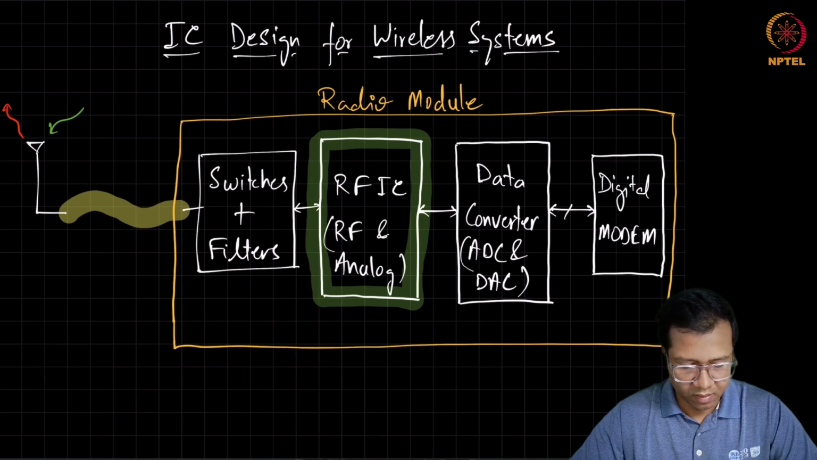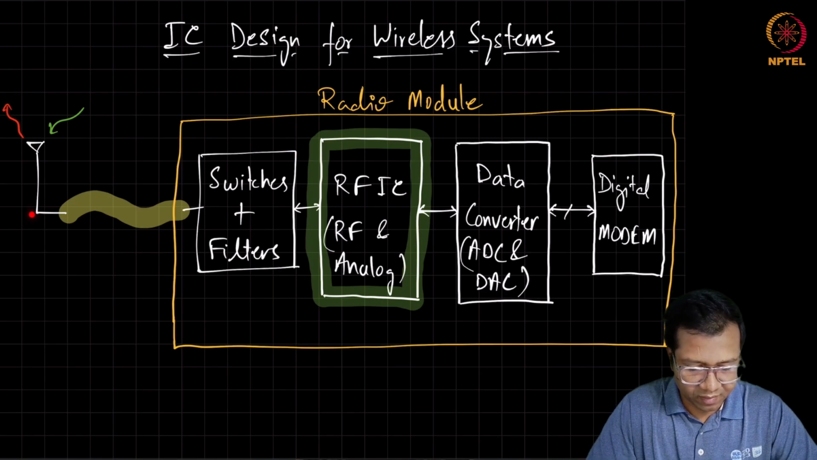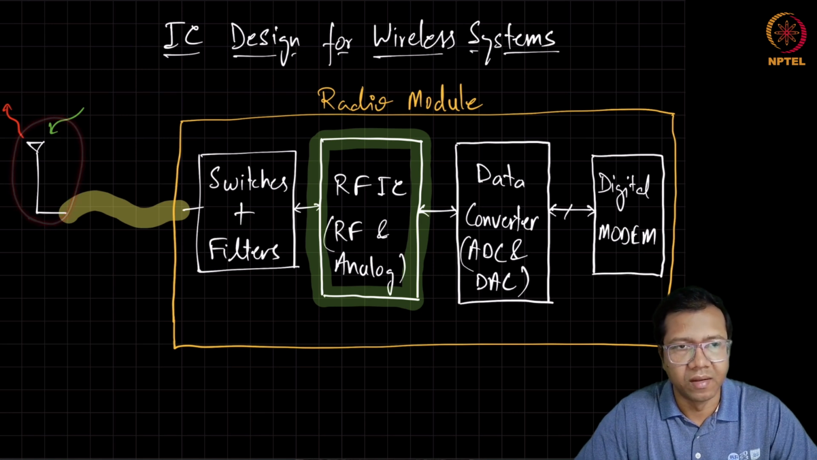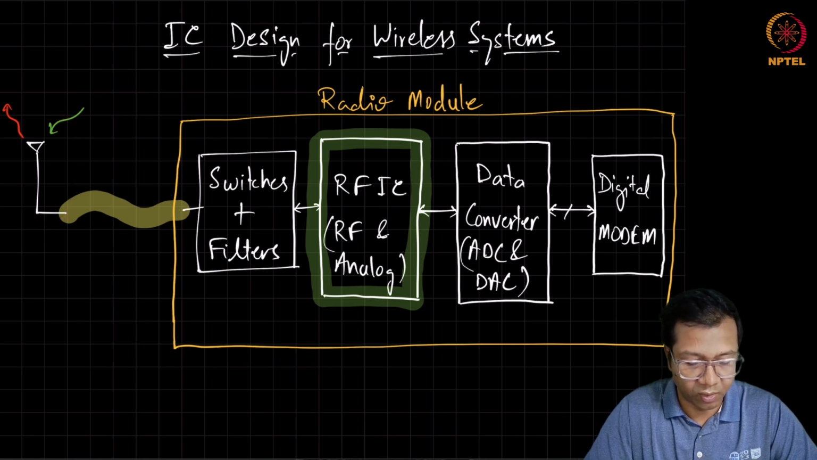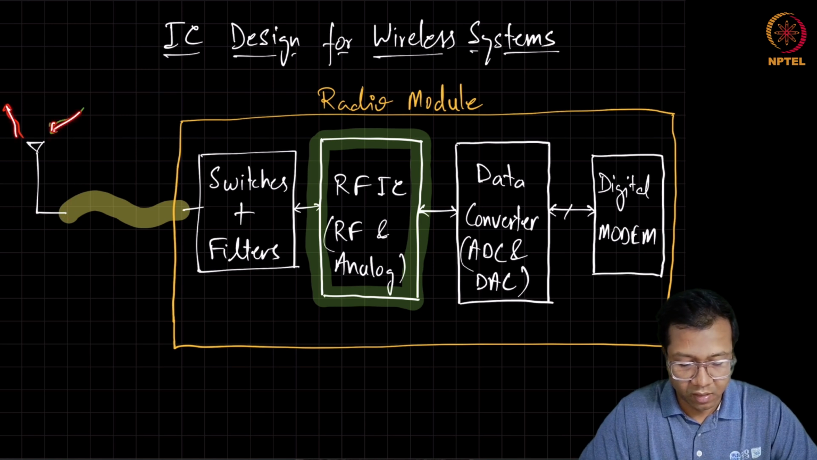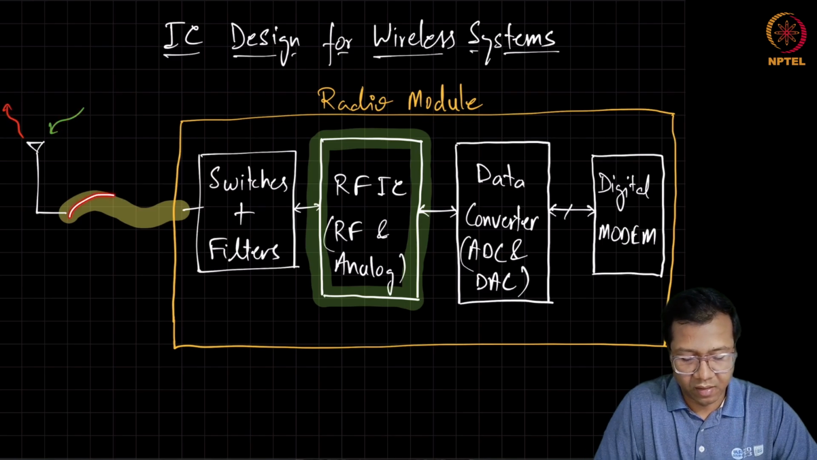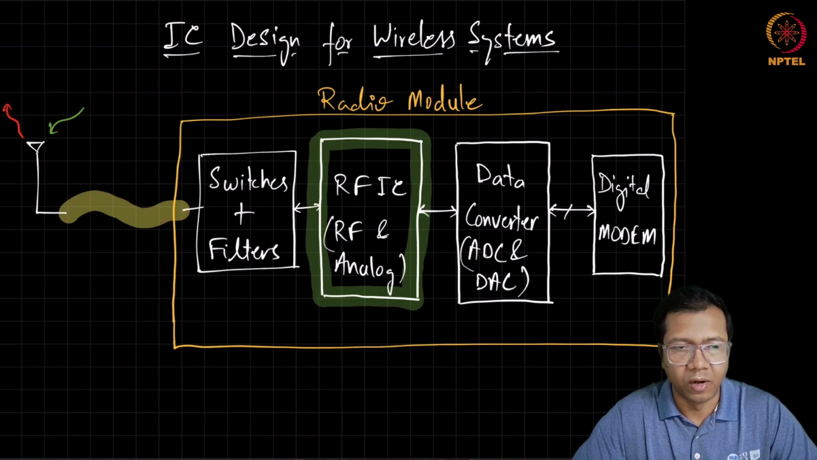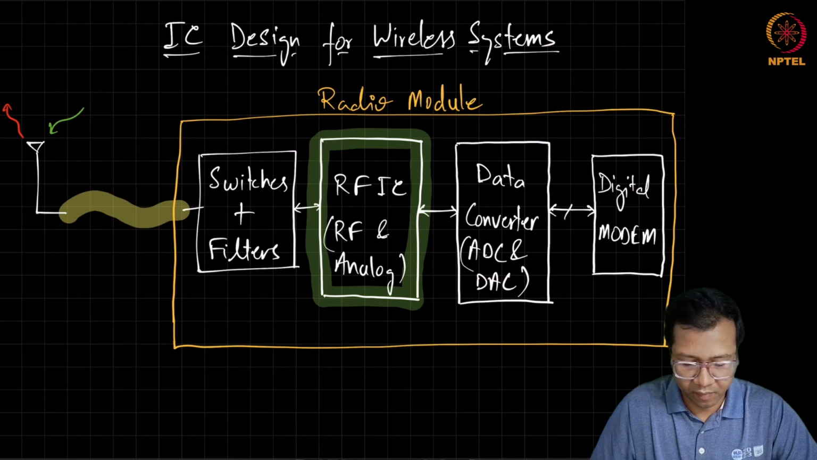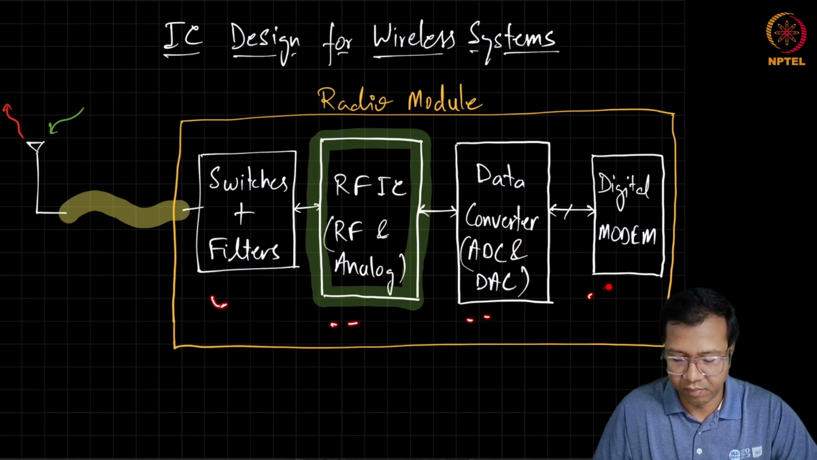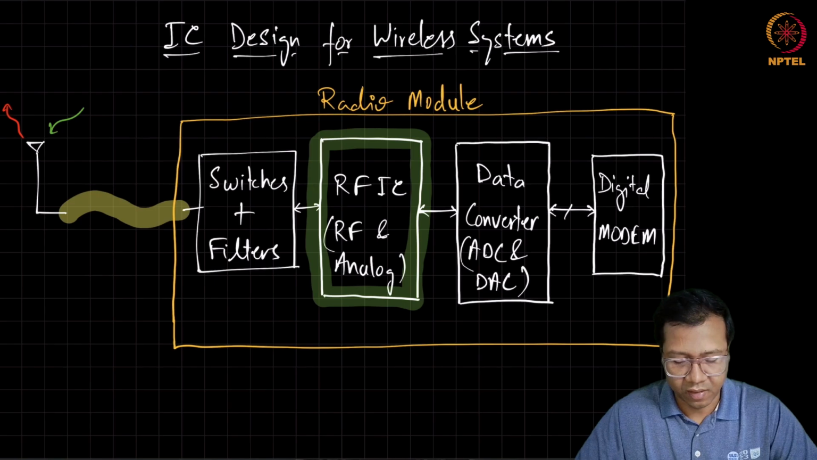So here we can see a simple block diagram of how a wireless system module may look like. On the left side, this is an antenna which is receiving and transmitting radio waves, and this signal is fed to a radio module. On a radio module, we can have various blocks present, starting with a bank of switches and filters, which are needed to support various wireless standards.